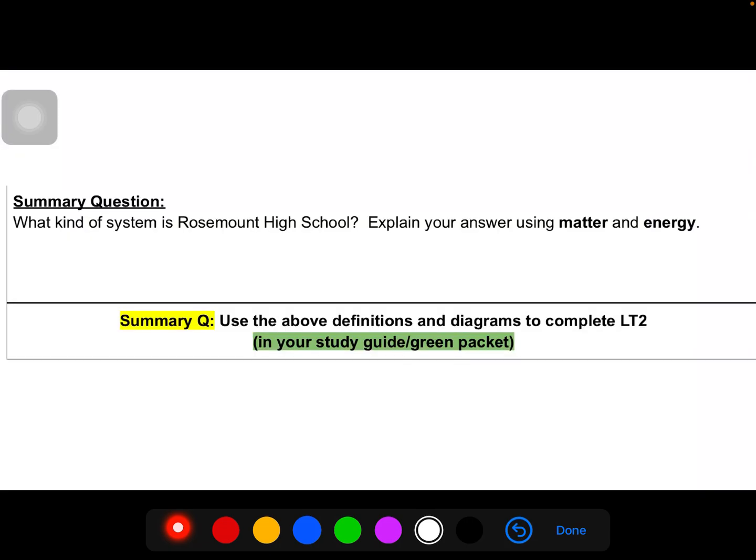And that's bringing us to our final summary question. We want to know, what kind of system is RHS? Think about it like our gas station. Are we going to be that open system or closed system? And we want to make sure we define it by using the words matter and energy. So think about using your chart there to help you focus in and share those details for Rosemount High School. As always, you now have enough info to circle back and complete Learning Target 2.